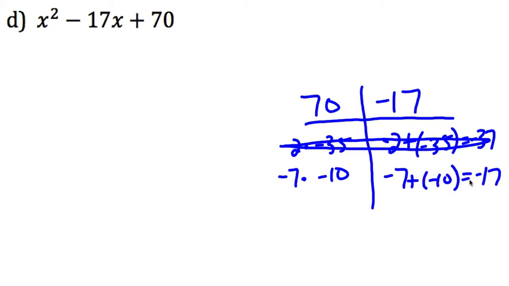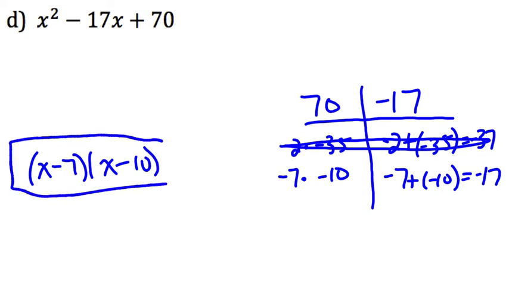that we want. So we come over to our answer, x minus 7, x minus 10. Again, you could have those switched. You could have the negative 10 first, then negative 7 second. That's fine. But there's your final answer.